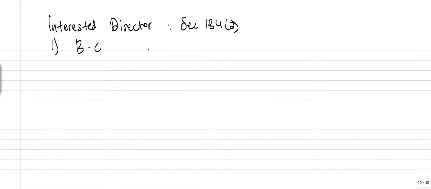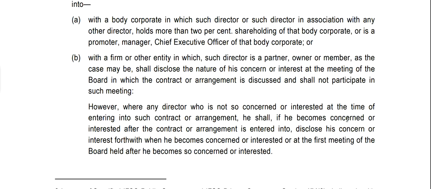A body corporate holding more than 2% of shareholding, or a promoter, officer, director, chief executive officer, manager of that body corporate, with a firm, partnership firm, or other entity in which such director is a partner, owner, or a member, as the case may be, shall disclose the nature of his concern or interest at the meeting of the board in which the contract or arrangement is discussed, and shall not participate in the meeting.